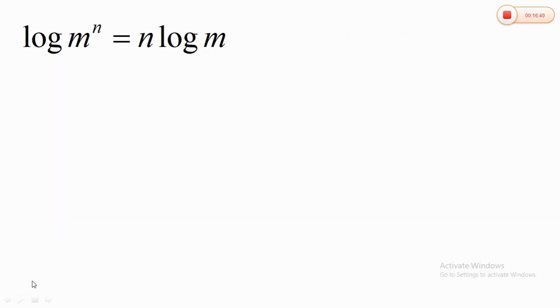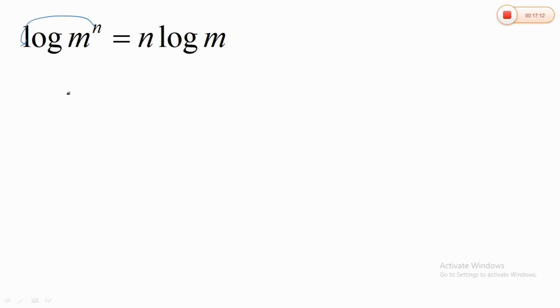So next one. Log M raised to n is equal to n log m. So here the base is not shown. The exponent is the nth power of m. So m raised to n can be written by bringing the exponent to the front as a product, n log m. Multiply n with the log.